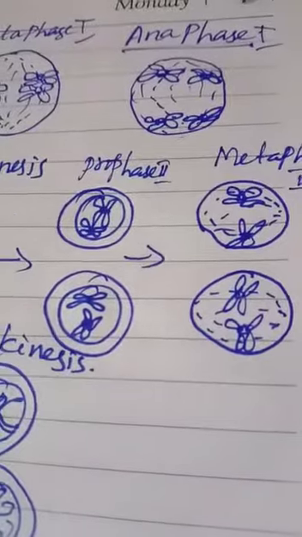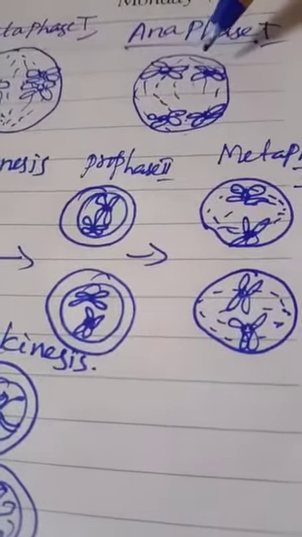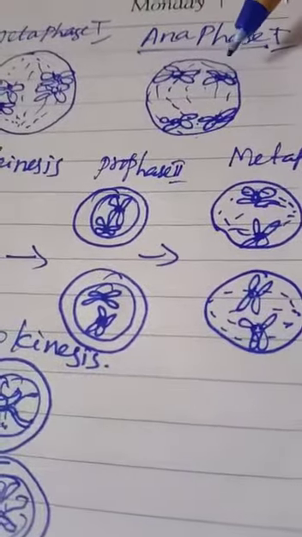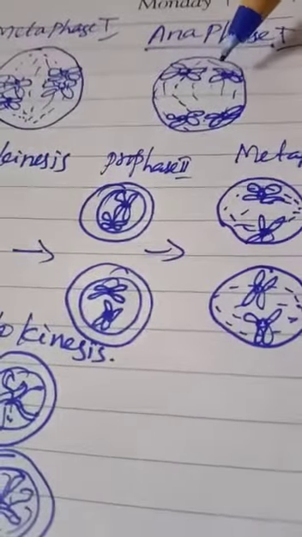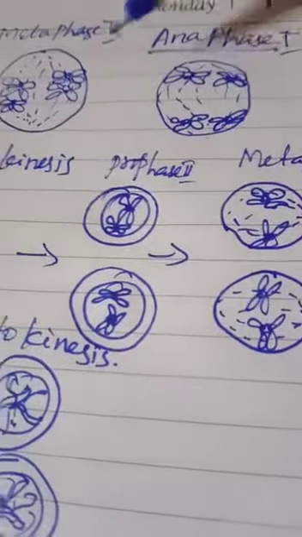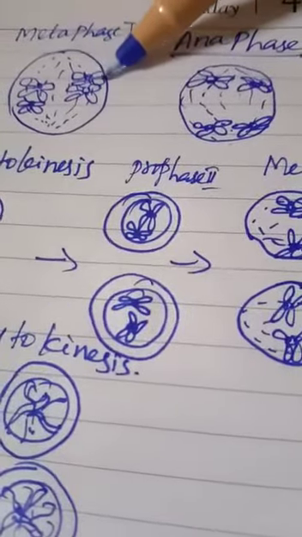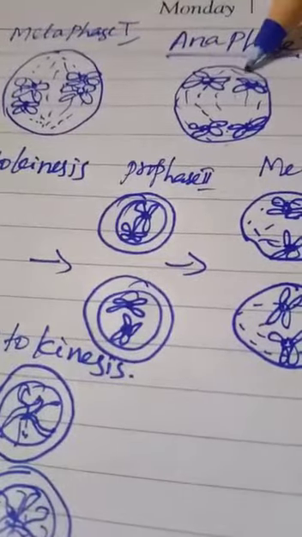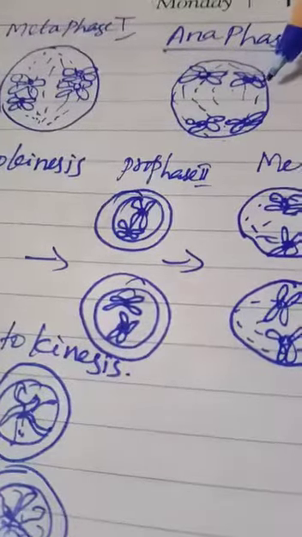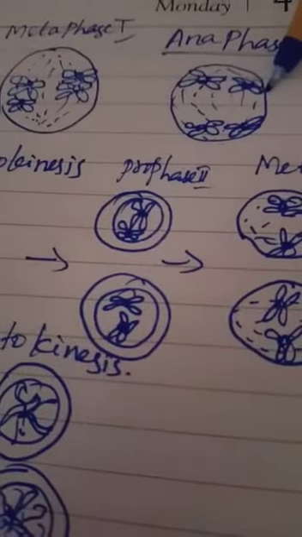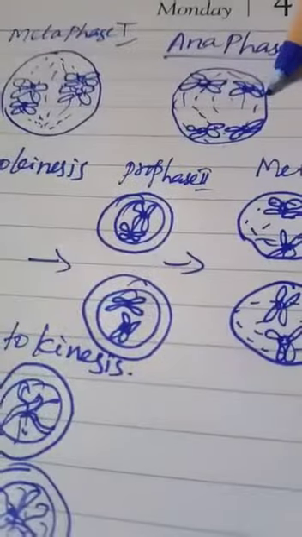In anaphase, each homologous chromosome with its two chromatids and undivided centromere moves towards the opposite pole. Here it is at the equator, but here it is at the opposite pole. This stage of the chromosome is called a dyad. Then the telophase.